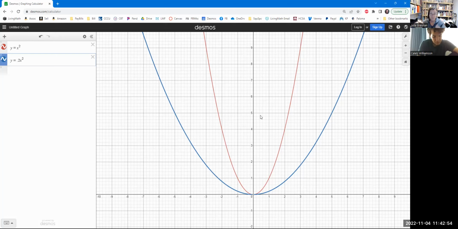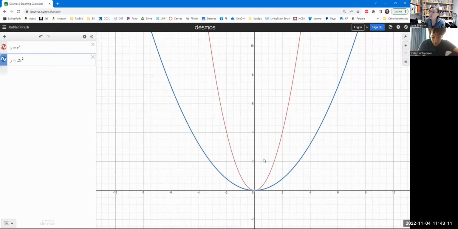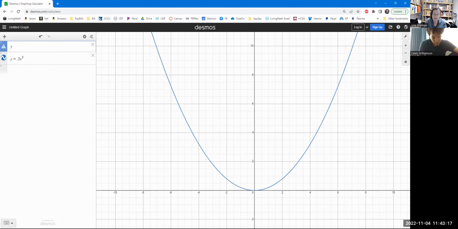But if I squash something down, if I compress something down, then it's going to flatten it out. It's going to stretch it out over the x-axis. That's where these start to have a little more meaning, as we start working with, and I'm going to show you where we're going with this, y equals the sine of x.